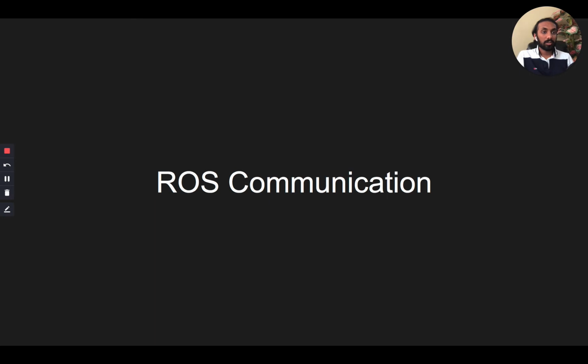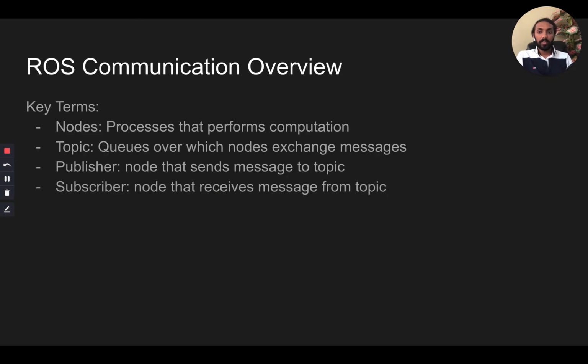So first, communication. Some of the key terms that are important in ROS communication are nodes. Nodes are processes that perform computation. If you have a motor on a robot, that motor will run some lines of code to turn a command like turn left 90 degrees into a precise motion in terms of a rotation, perhaps.